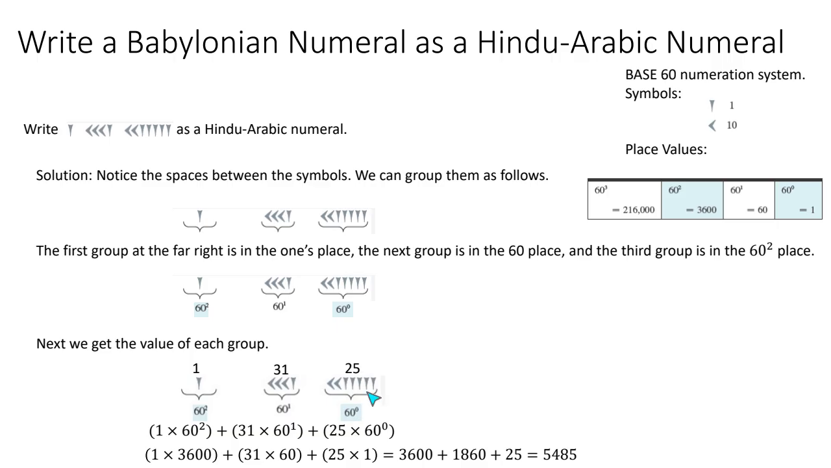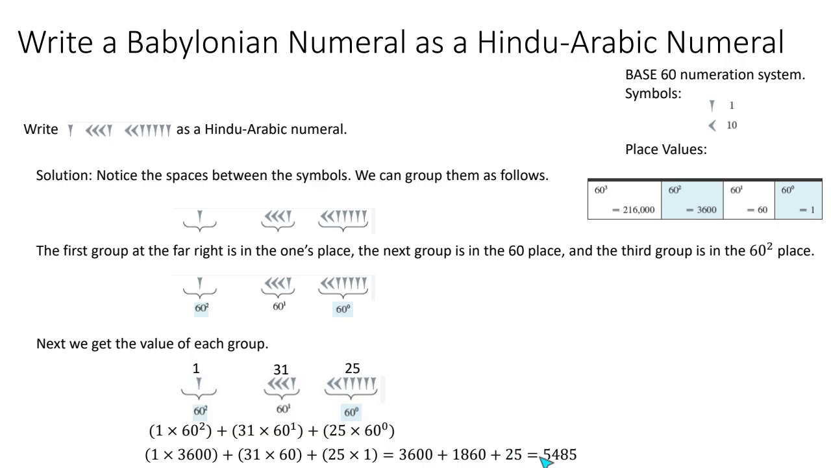So we have 25 times 60 to the 0 power, 31 times 60 to the first power, 1 times 60 squared. And then what is 60 squared? That's 3,600. And then 31 times 60, and 25 times 60 to the 0 power, which is 1. So 1 times 3,600 is 3,600. 31 times 60 is 1,860. 25 times 1 is 25.